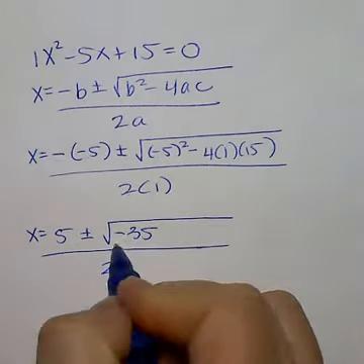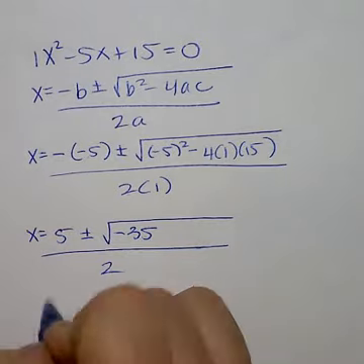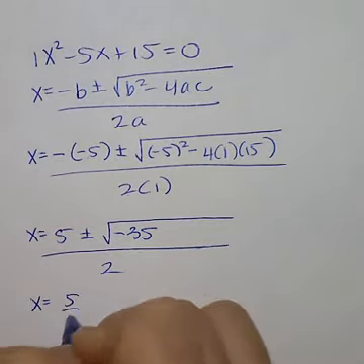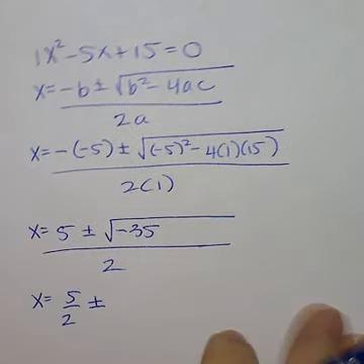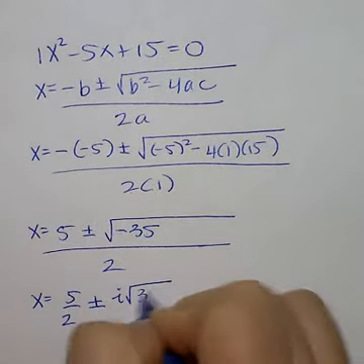We know we cannot take the square root of a negative. Remember that this has to be shared with both terms. So really it looks like this. 5 halves plus or minus. Again, you can't take the square root of a negative. It comes outside and becomes an i. Square root of 35 over 2.